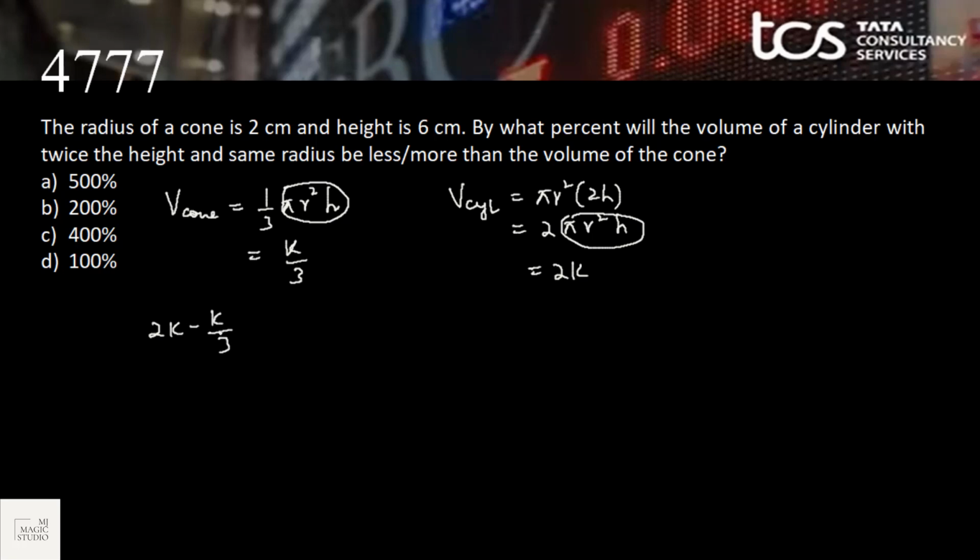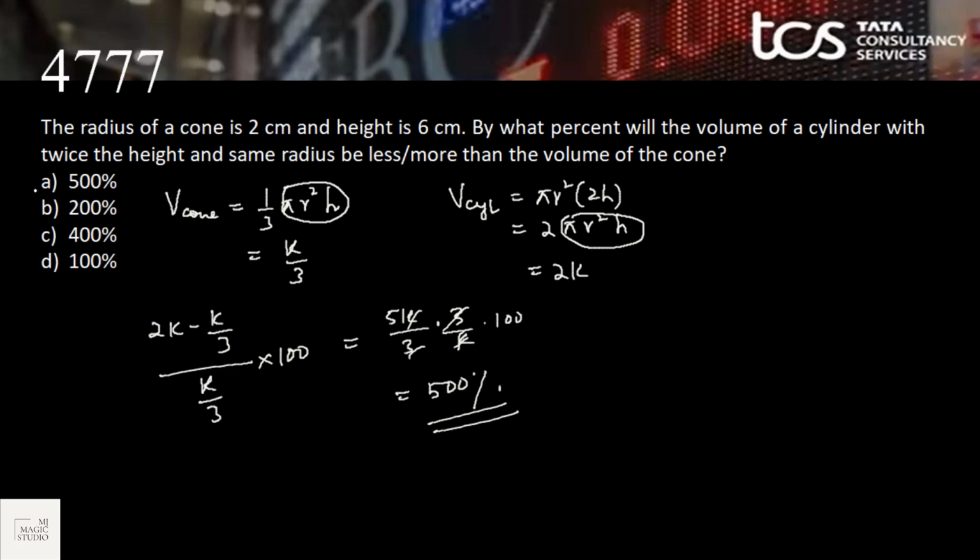2k minus k by 3. By what percentage is the volume of cylinder more than volume of cone? Divided by k by 3 into 100. That is the answer. So 6 minus 1 is 5k by 3 into 3 by k into 100. Done. 500% more. Option A is the pick again.